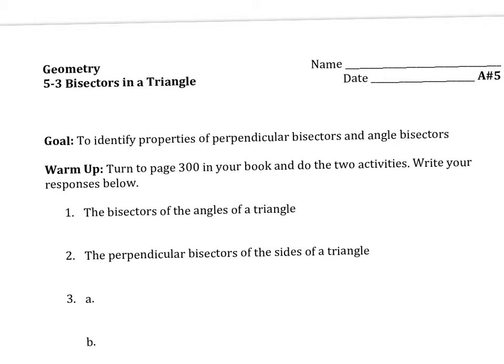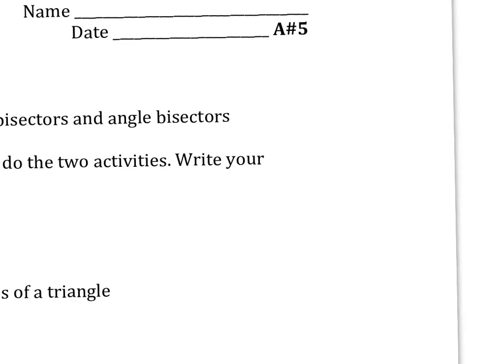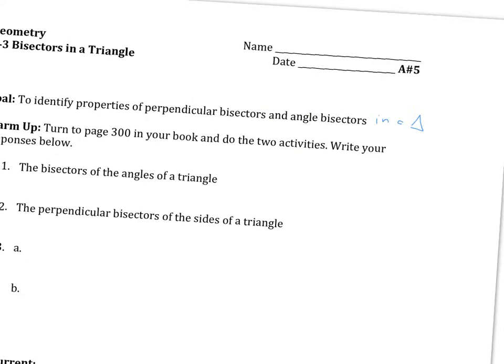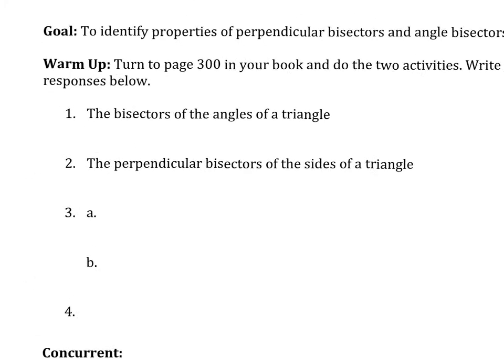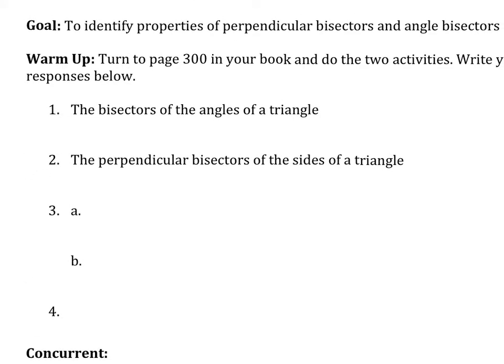So as you look through page 300, we are going to end up identifying properties of perpendicular bisectors and angle bisectors, and more specifically, that's going to be in a triangle. In a triangle. All right, so the first thing you did was fold up a whole bunch of triangles, and we noticed that the bisectors of the angles do something. And what did you notice? They all intersect.